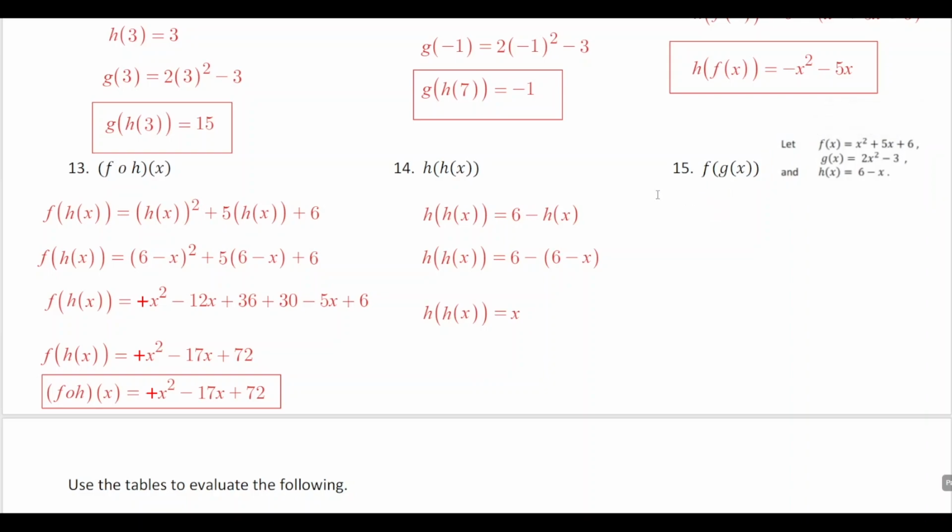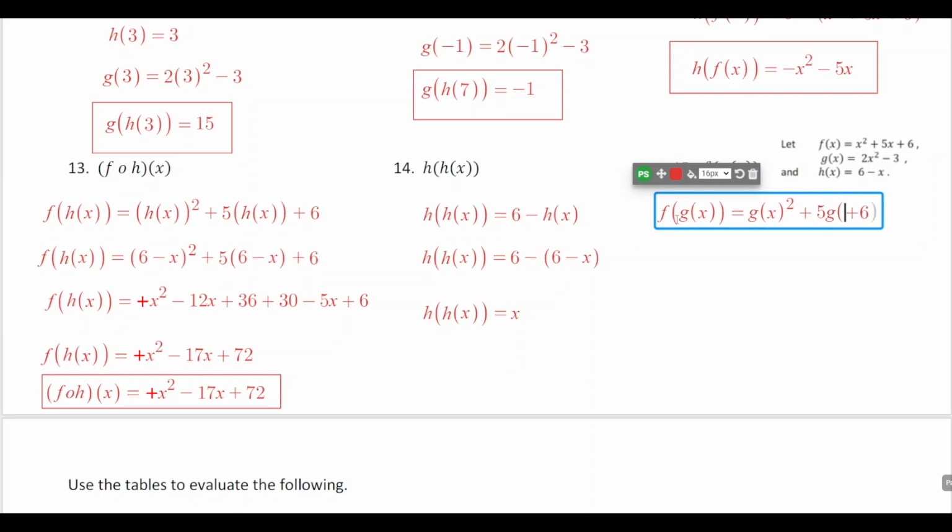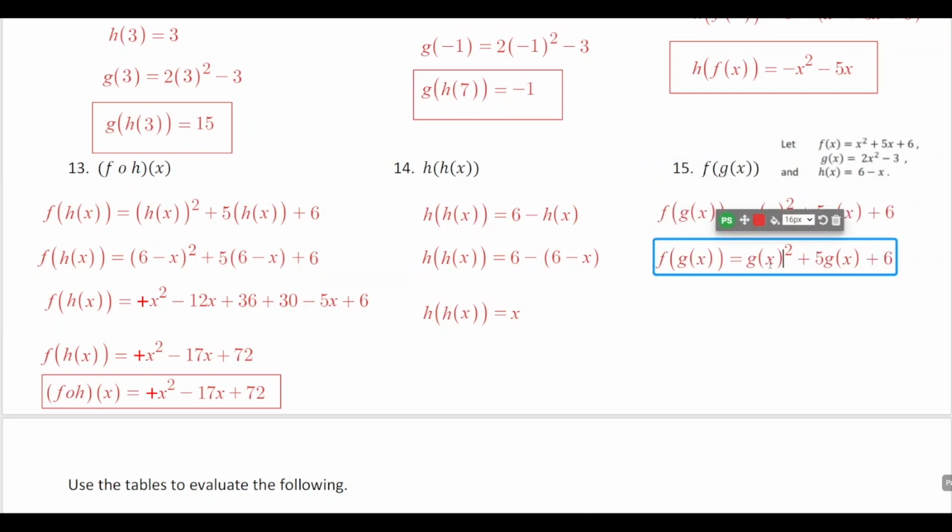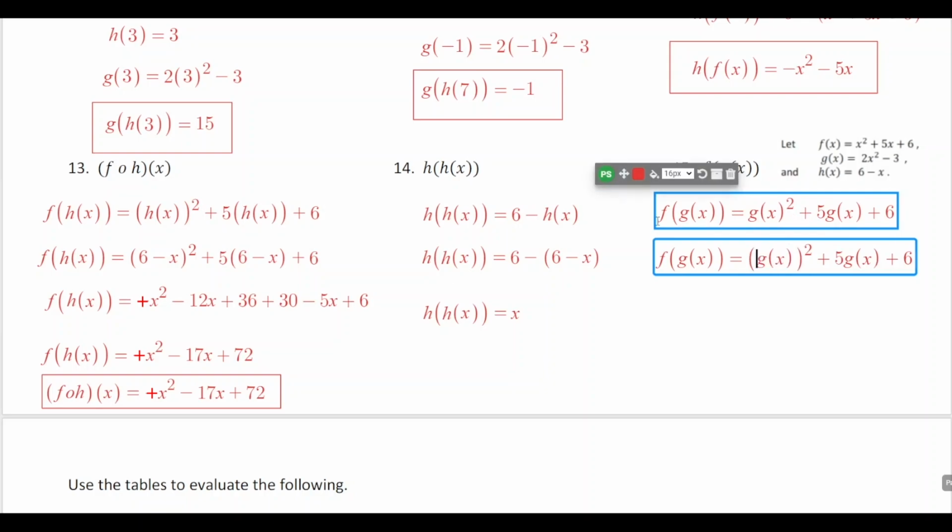For number 15, we have f of g of x, so we're going to substitute g into f. So let's start with f. This is going to be kind of a long one. f of x equals x squared plus 5x plus 6, and we're going to substitute g of x into the equation. So everywhere where we see x, we're going to replace that with g of x. Okay. Now we're going to replace the g of x with what it equals. So that's the 2x squared minus 3.